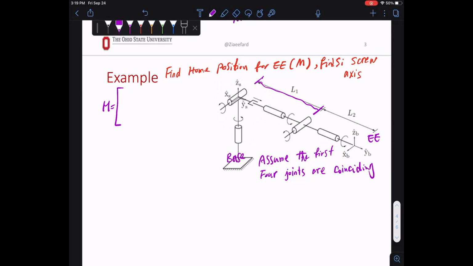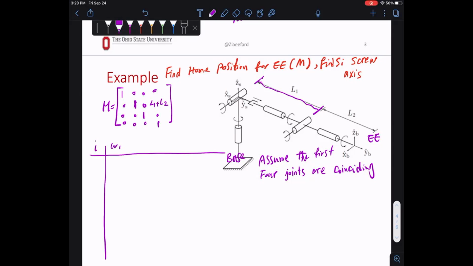Now, what is M? Anyone? What is the rotation of your S frame, Justin? Great. All right. So this is M. Now we have 6 screw axes to find, right? So create a table.